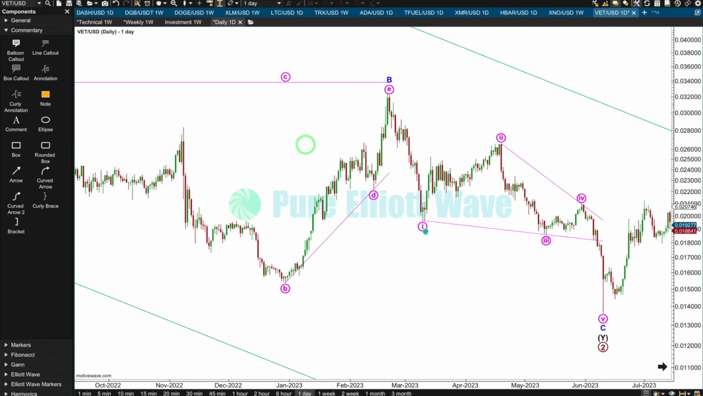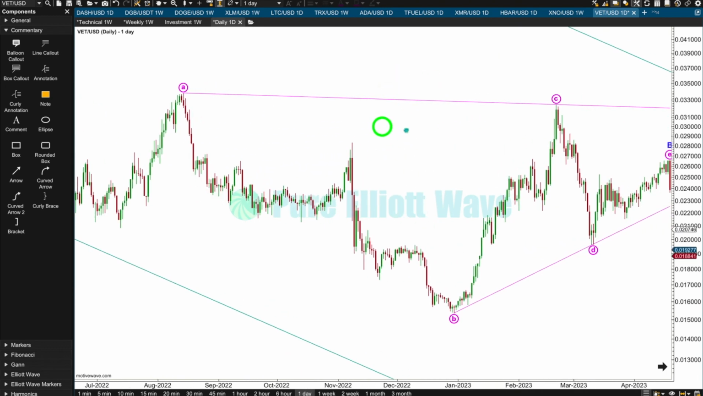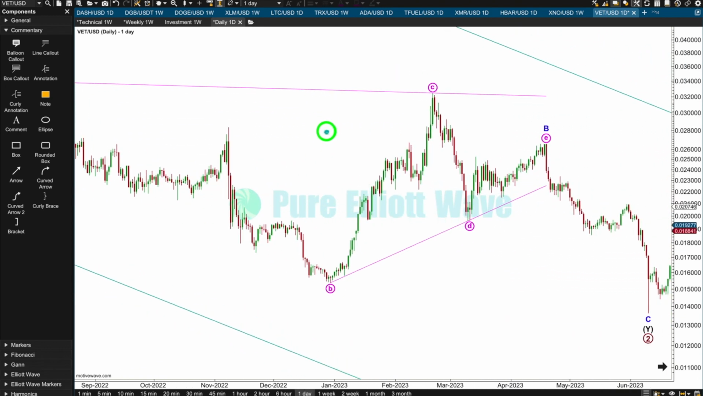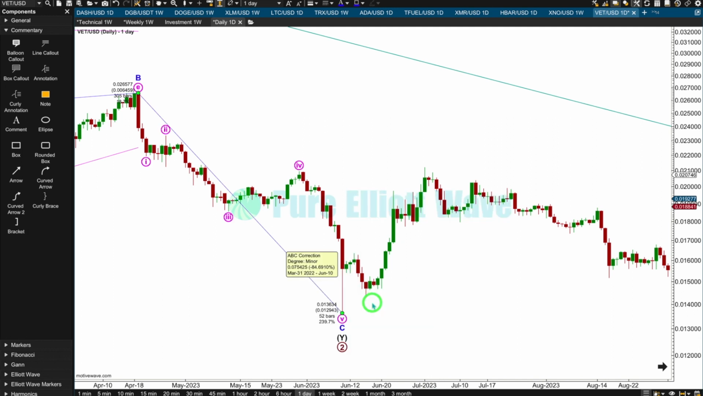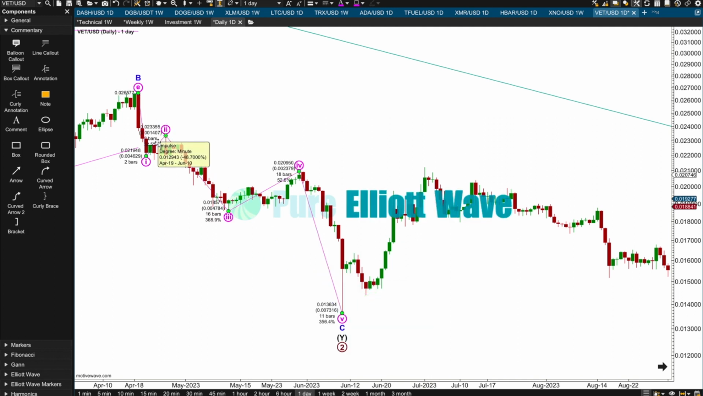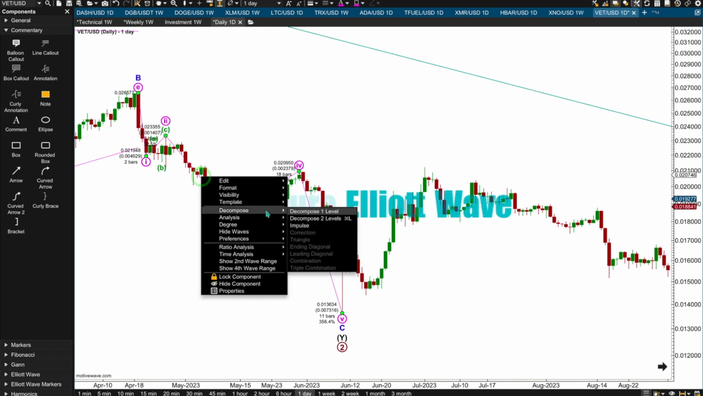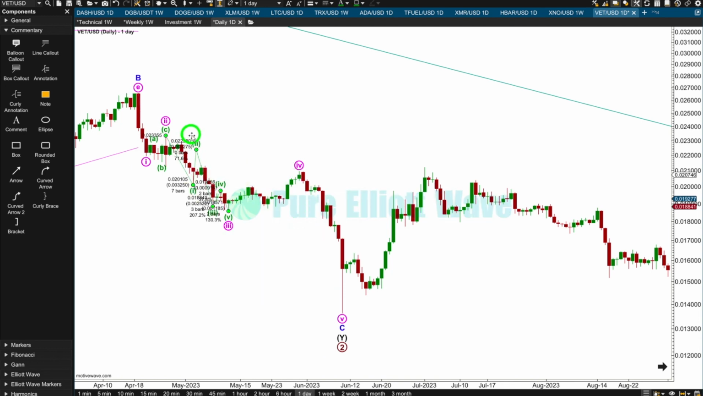Actually, let's try B over here. Actually, that has a pretty good look, the triangle for B. And so C, let's expand that out. Is the 3rd wave going to be the shortest? No. Nice. Expanded flat for 2. Decent looking impulse for 3.